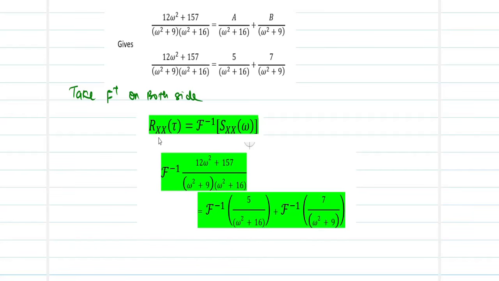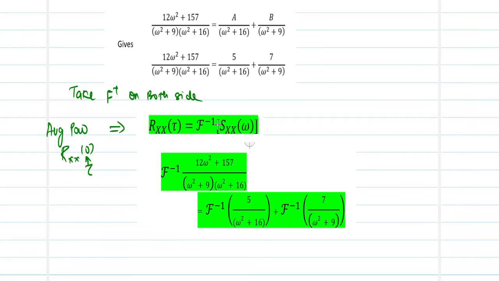This is because we know that Rx of tau is nothing but F inverse of Sx of omega. Why do we need this Rx of tau? Because we want to compute the average power. Average power is also given by Rxx of 0. So I am going to find it first for tau and then I will replace this tau to be equal to 0. This is the concept behind it.